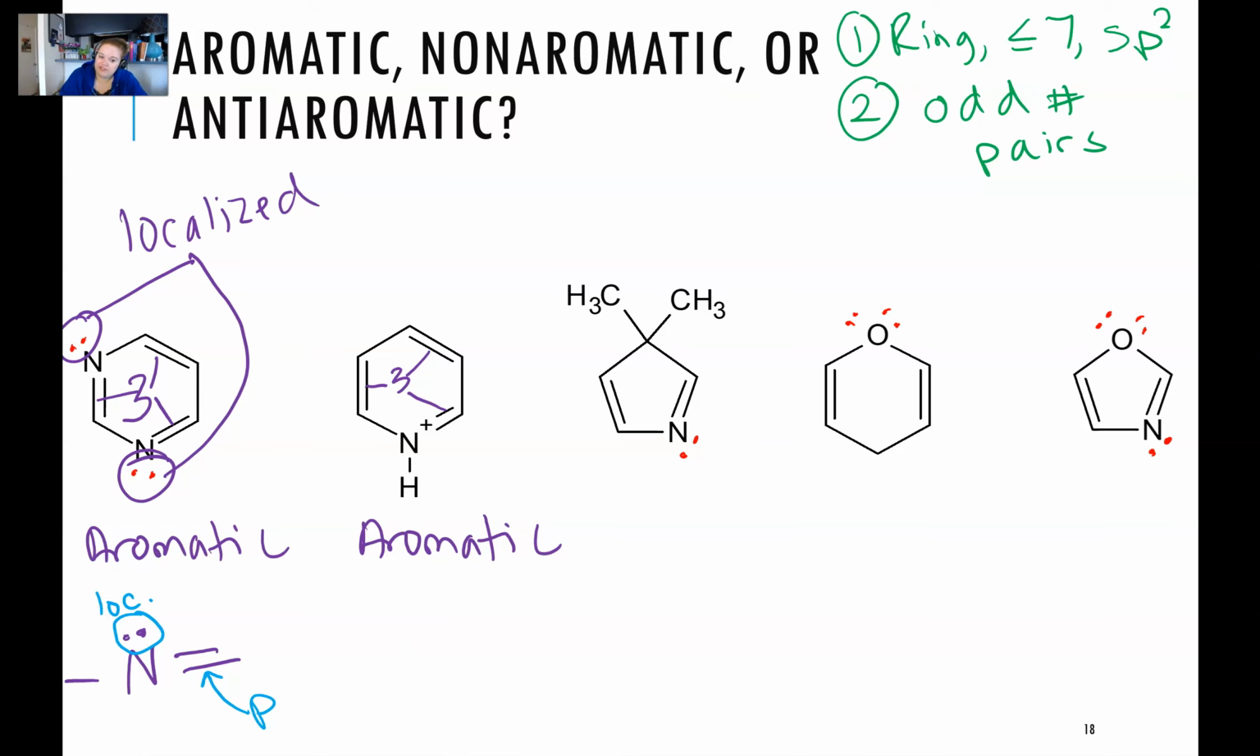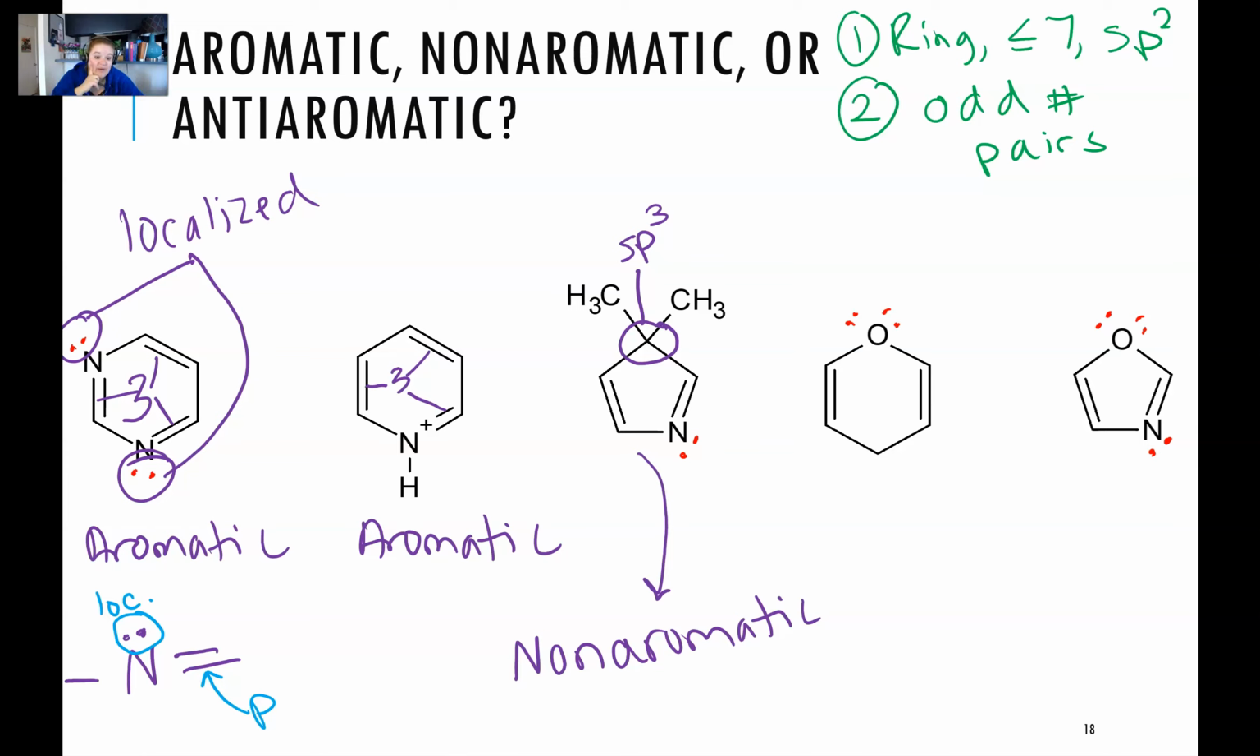What about the next one? So we have a ring. We have 5 carbons. But that carbon right there is sp3 hybridized. Sometimes we can overlook the carbons if there's a lot of other things going on, so make sure that you're paying attention to the carbons. So we're going to give this the label of non-aromatic because of that sp3 carbon.